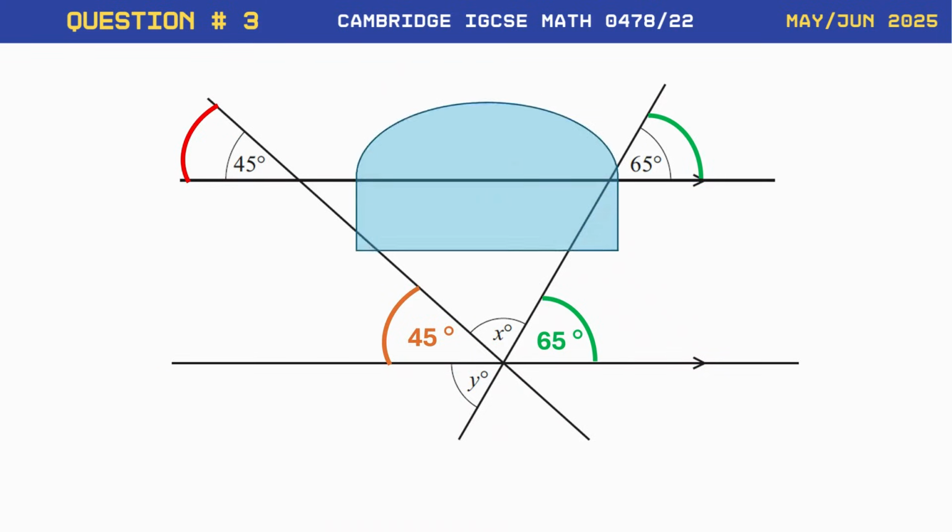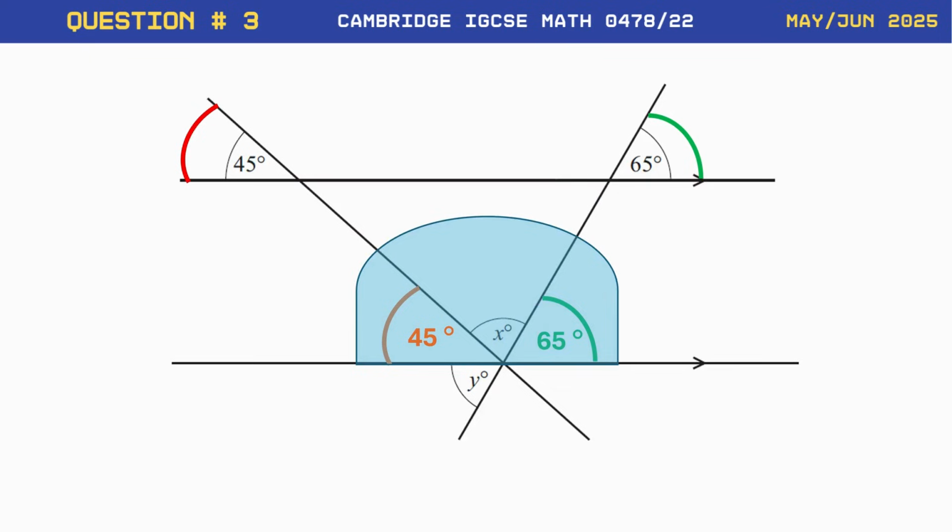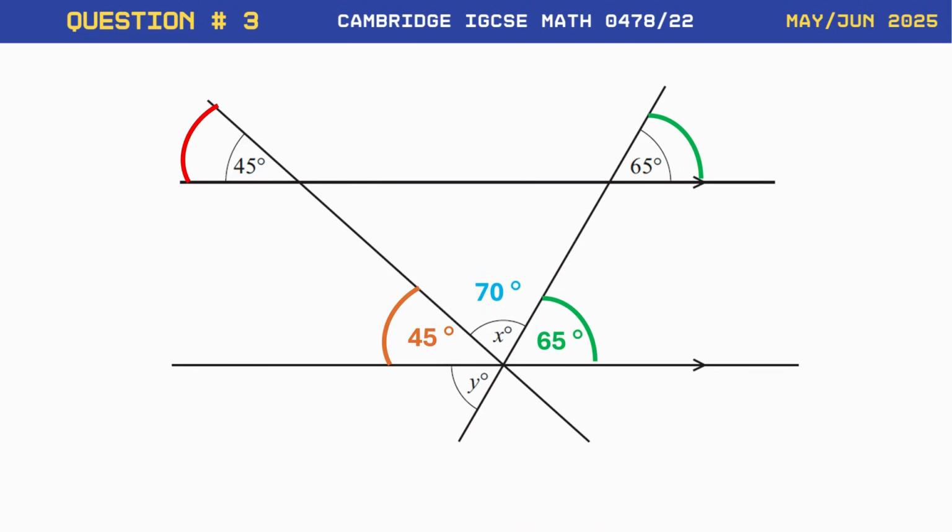Now let's find out x, the three angles highlighted in the diagram measuring 45 degrees, x degrees and 65 degrees form a straight line. Angles on a straight line always add up to exactly 180 degrees. So we set up our equation: 45 degrees plus x degrees plus 65 degrees equals 180 degrees, which ultimately results in x equals 70 degrees.